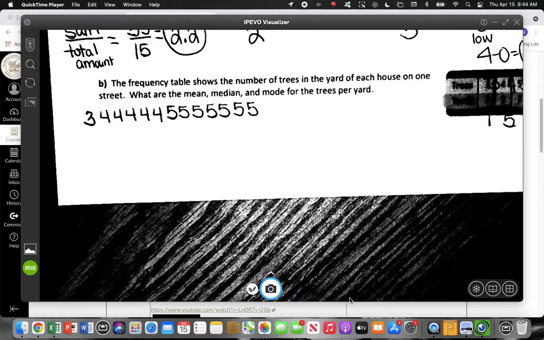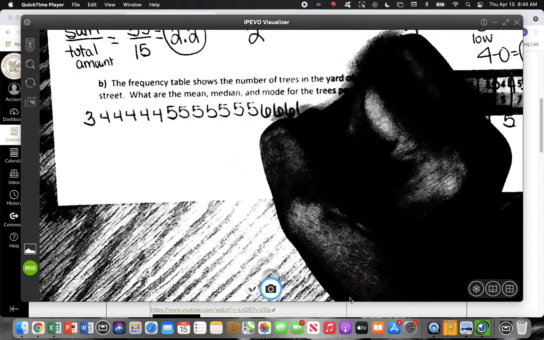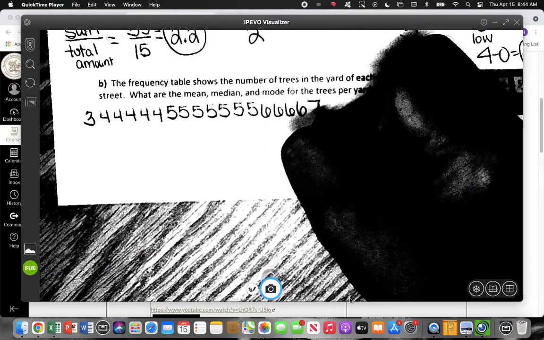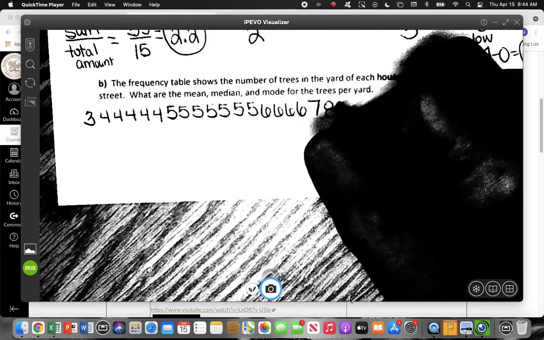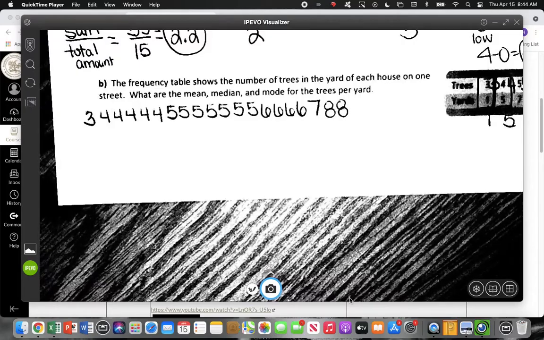All right, how many yards had 6 trees? 4, so 4 sixes. How many yards had 7 trees? Just 1, and 8 trees. There were 2 yards that had 8 trees. So this would give us the total number of trees on the street.